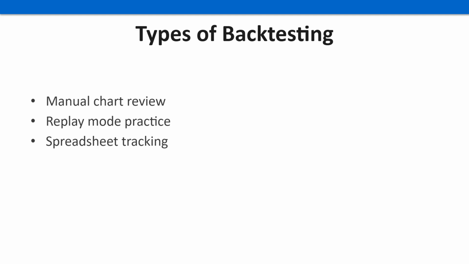Types of backtesting. Well, there are different ways to backtest. Manual testing means scrolling through charts and marking setups one by one. Replay mode. It allows you to simulate live trading. Spreadsheets. It helps you organize results. All of these are useful if done honestly.